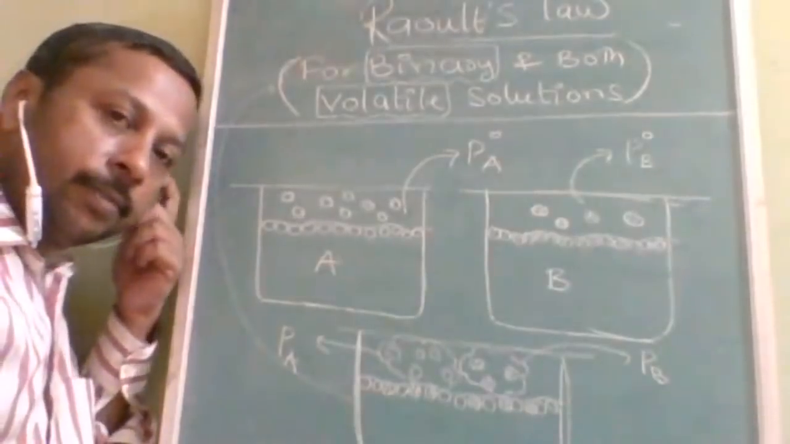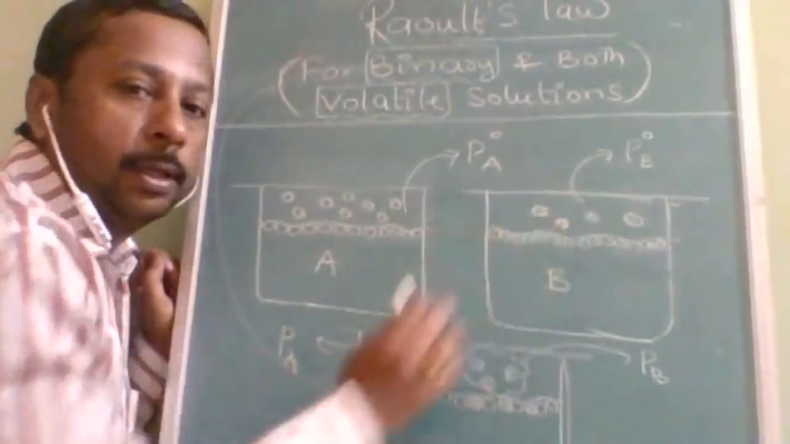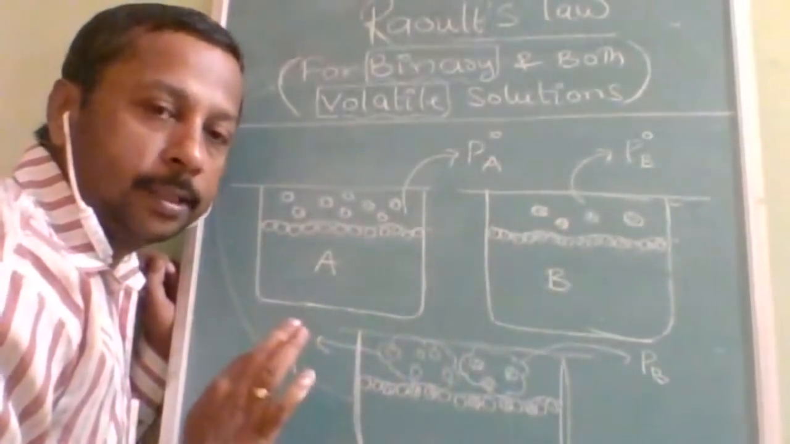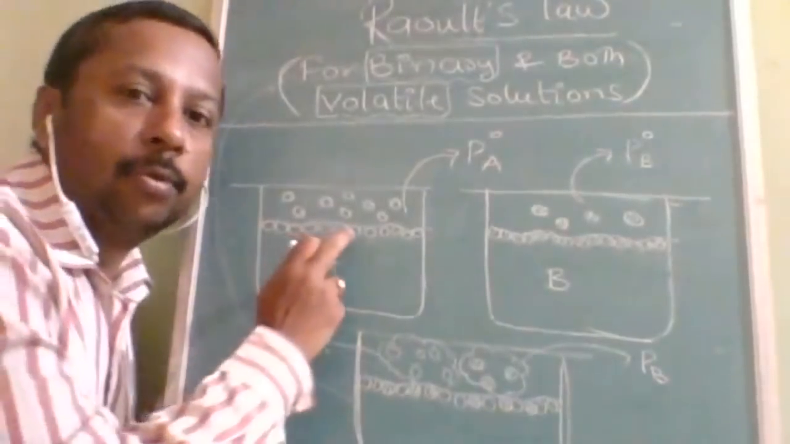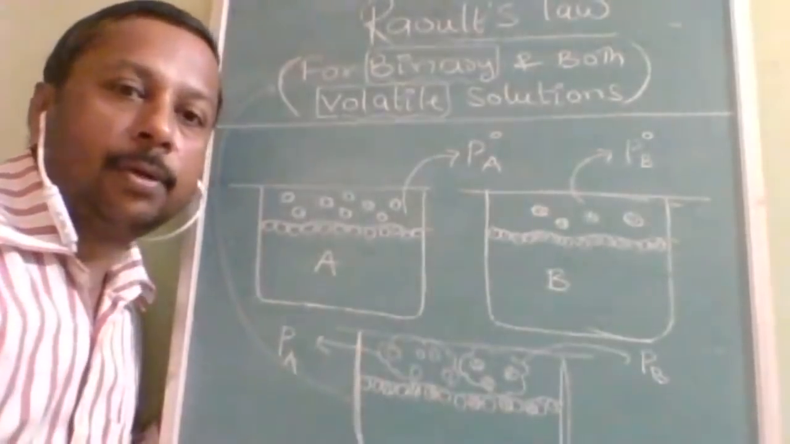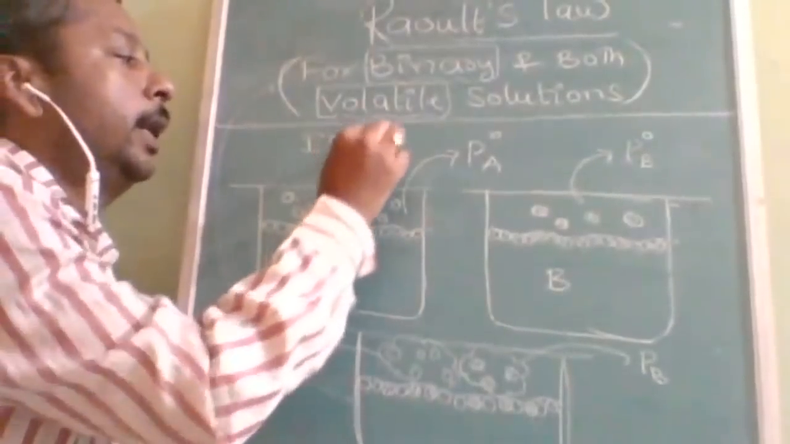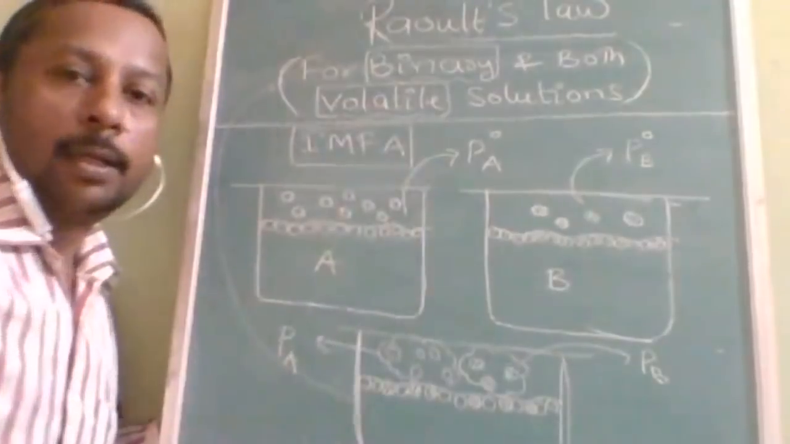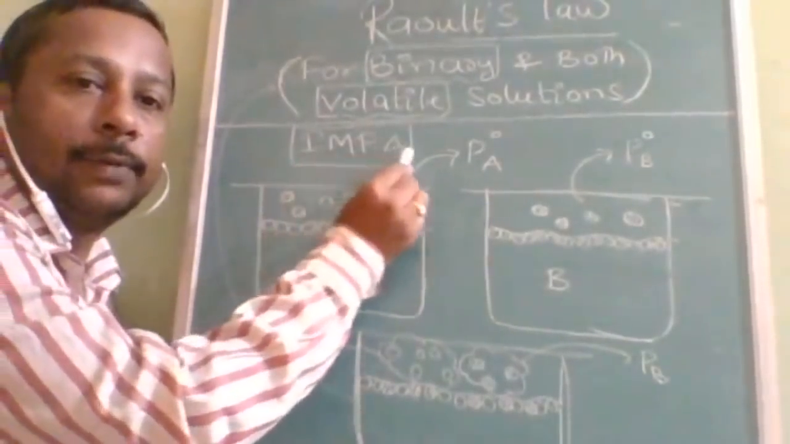Now some students will have a doubt: sir, why more molecules here, less molecules here? Both are volatile, but it is not necessary that both should be equally volatile. A is more volatile than B. Volatility depends on intermolecular force of attraction at identical conditions. On what will it depend? Intermolecular force of attraction.